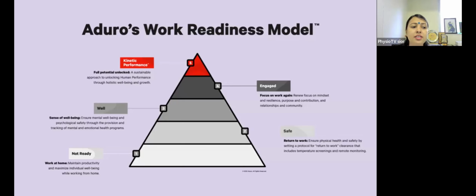So here the key word is sustenance. We have to ensure that when the worker has reached, or is in transition from engaged to kinetic performance, the performance stays sustained. So every time the human performance has to be reassessed, and whichever domain, be it biological, psychological, or social, at the workplace may again cause a deterioration in the work capacity of the worker, that has to be taken care of.